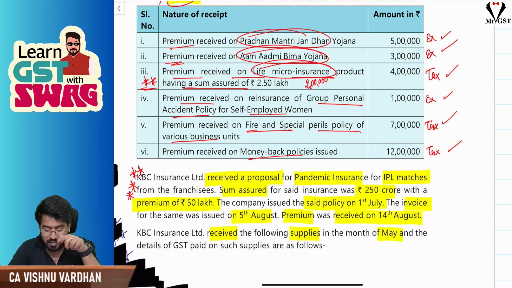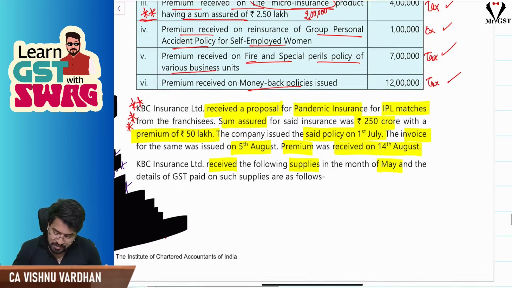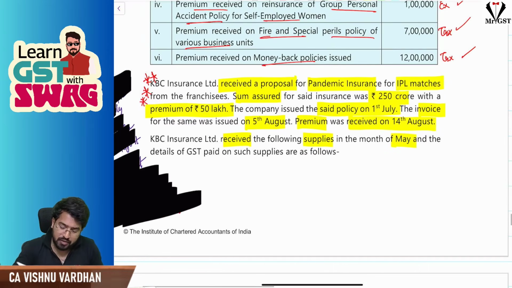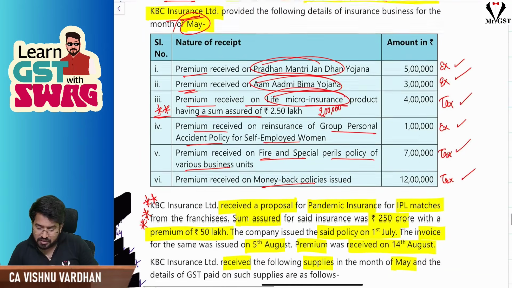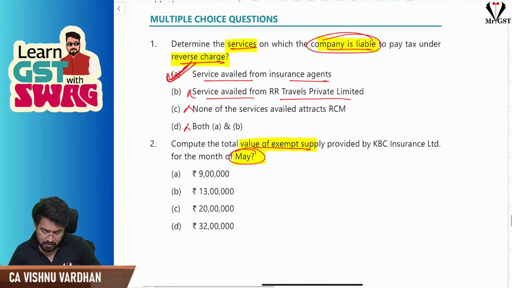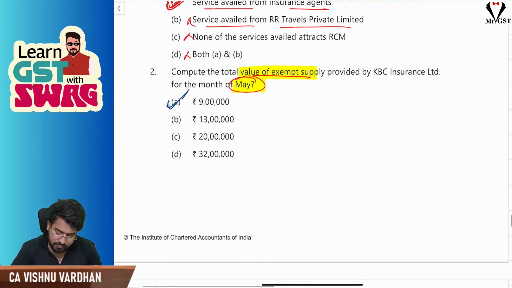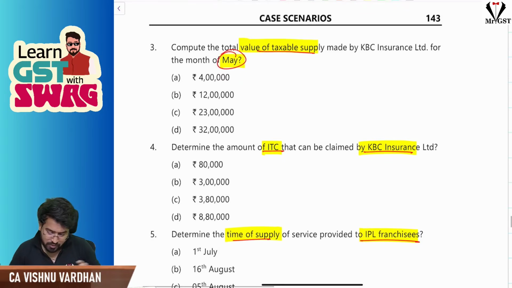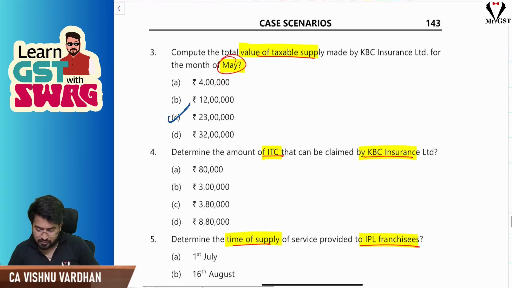Nothing to worry. But here, for life micro insurance product, remember properly, because the sum assured maximum limit itself is 2 lakh. This is another important point which I have come across. See here, exempt: 5 lakh, 3 lakh, 8 lakh, 9 lakh, 11 lakh, 12 lakh. So 23 lakh. Exempt is 9 lakh, taxable is 23 lakhs. Okay, we are done with that.